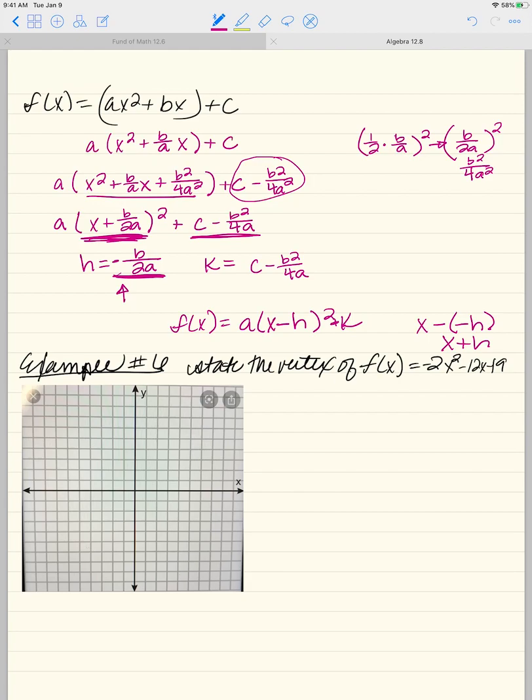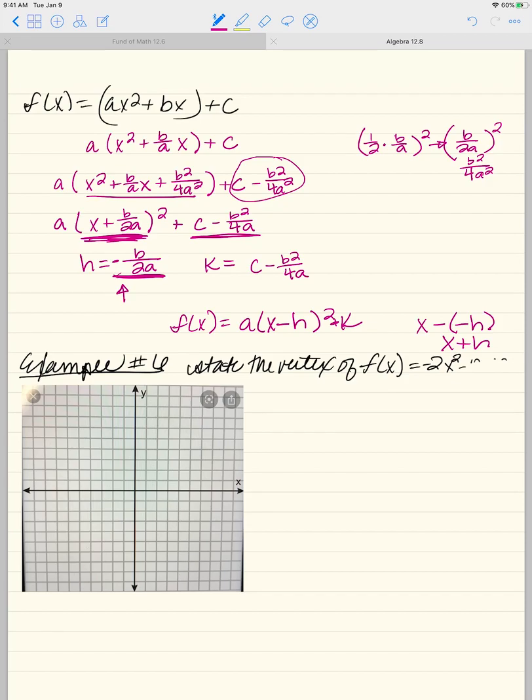Now, I can say what I just said. We will use this formula for h, but it is typically easier to find the value for k by substituting the value of h into f of x. Now, we're going to use what we just learned, particularly in solving for h, to work through example number 6.